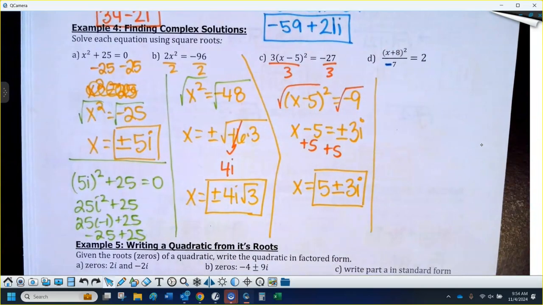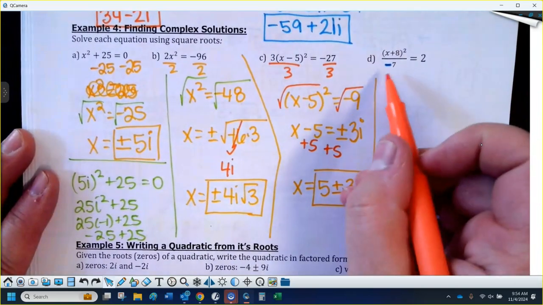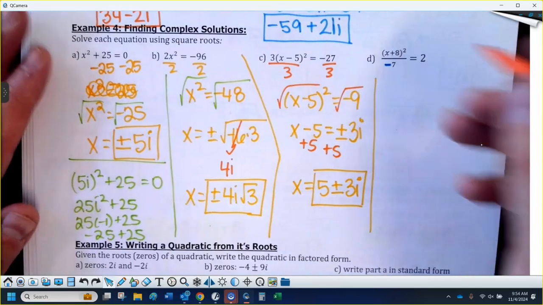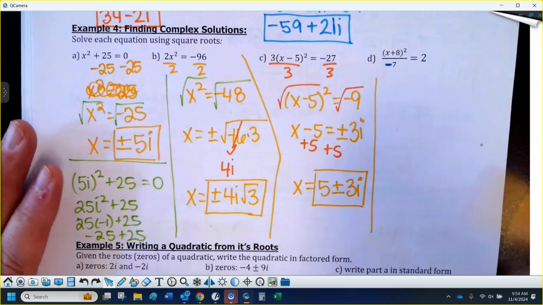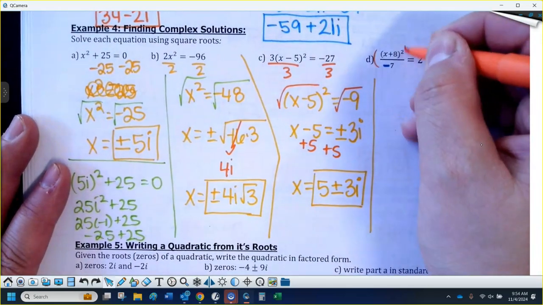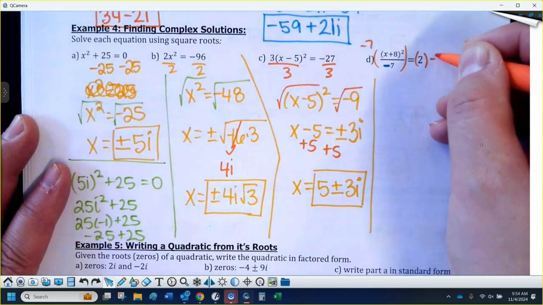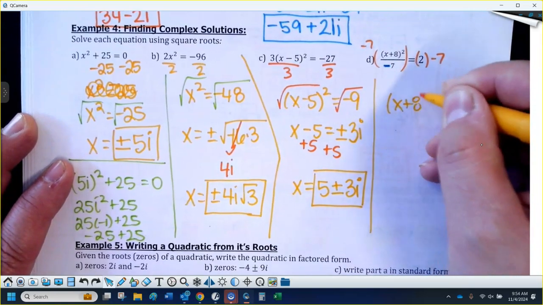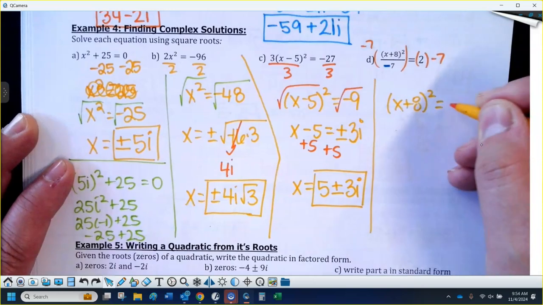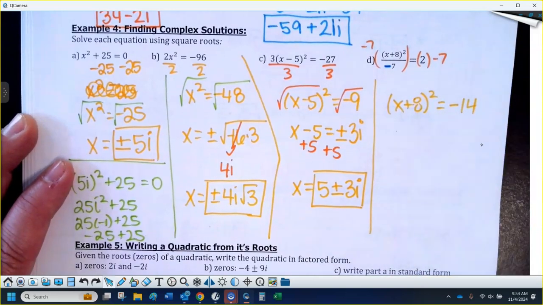All right, and then I have one more. Pretend I didn't screw that up. Pretend there was like a little negative on the 7. So to start that guy out, what I'm going to do is multiply both sides by negative 7. If it's not negative 7, then we're not going to have an imaginary answer, which is the entire point of today. So this would be x plus 8 squared equals negative 14.